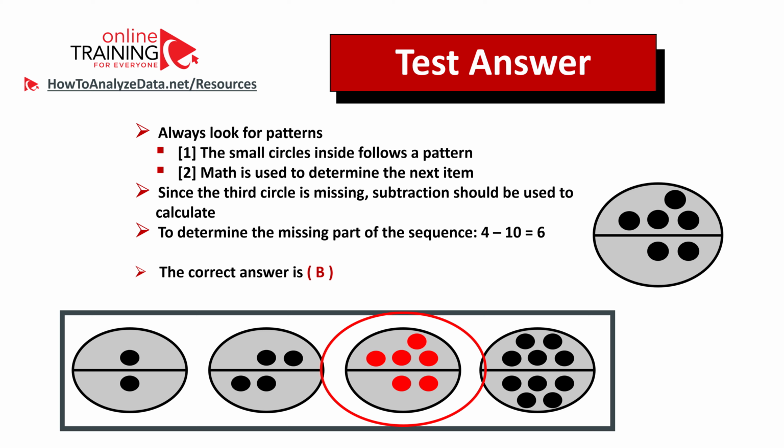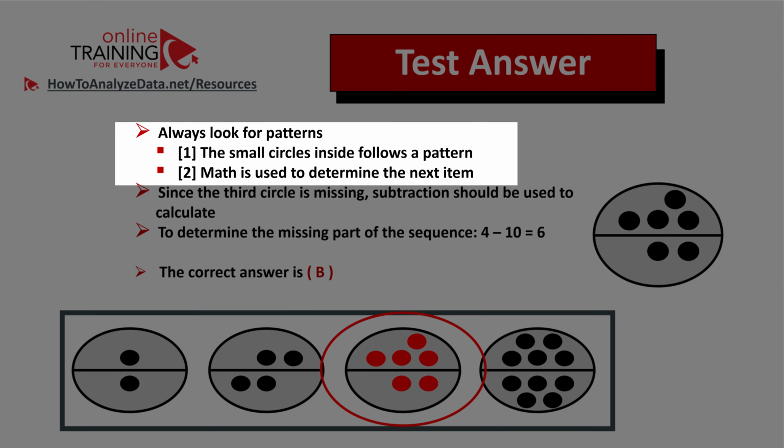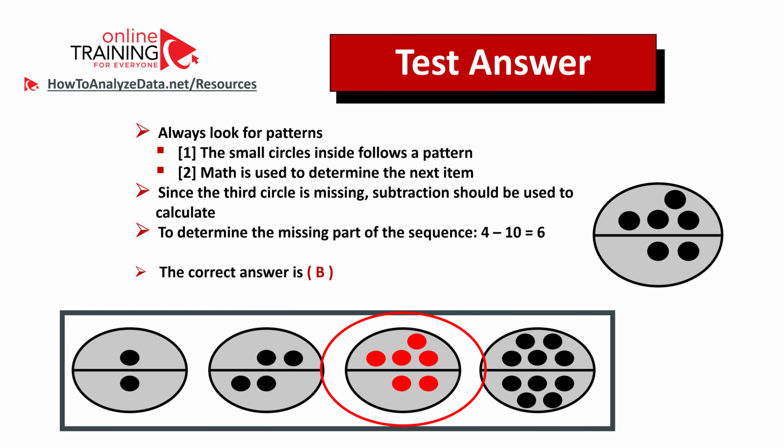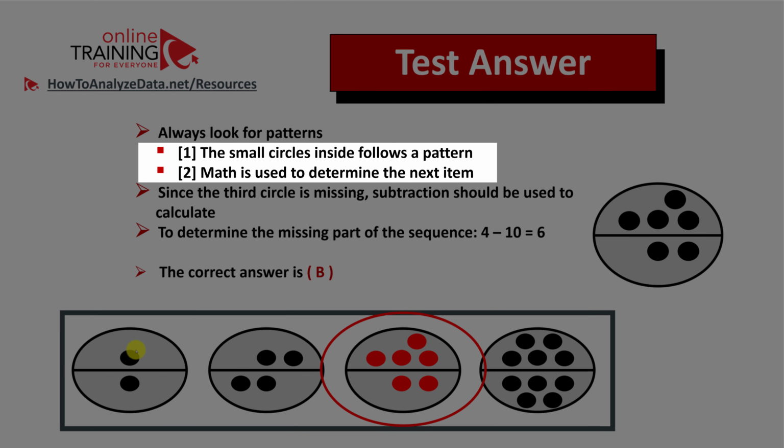When solving any type of questions, always look for patterns. And if you look carefully, you will see multiple patterns happening here. The first pattern is there's always a small circle inside the larger oval. And then the second pattern for this particular question is that the math is used to determine the next item. And since math is used, we can use calculations to determine the missing part.